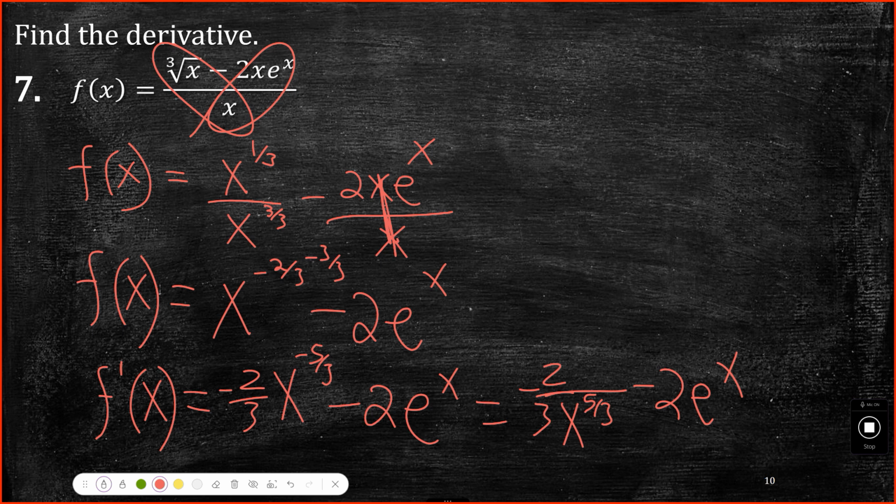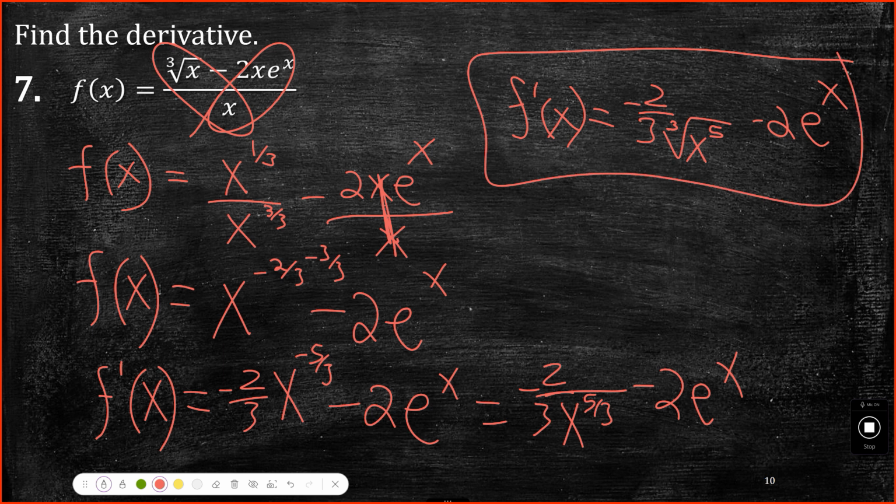That should be good. But even more so, we can put it in radical form and just say that the derivative of the function is negative 2/3 over the cube root of x to the 5th, minus 2 e to the x. When you're taking that AP test, you could see this as a possible answer, this as a possible answer, and they're all different forms of the same thing.